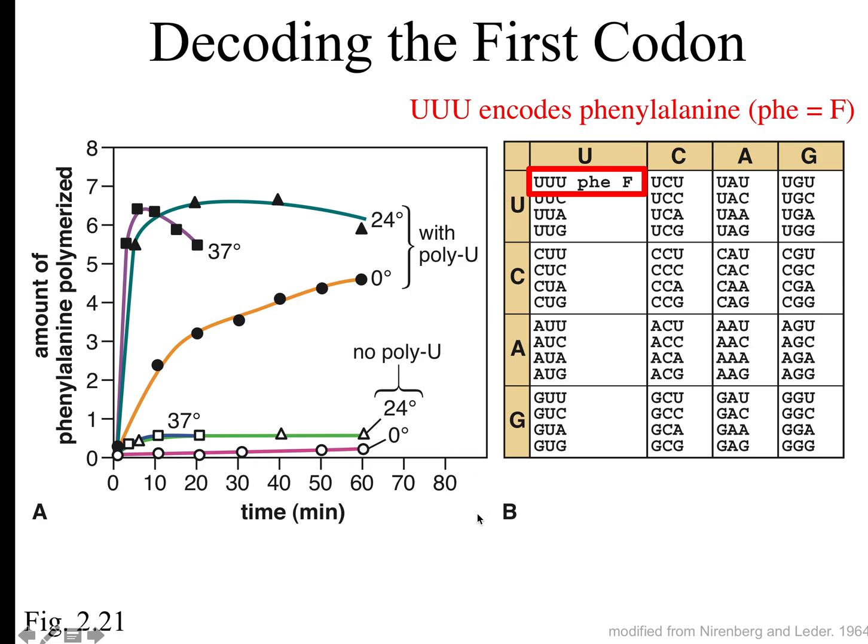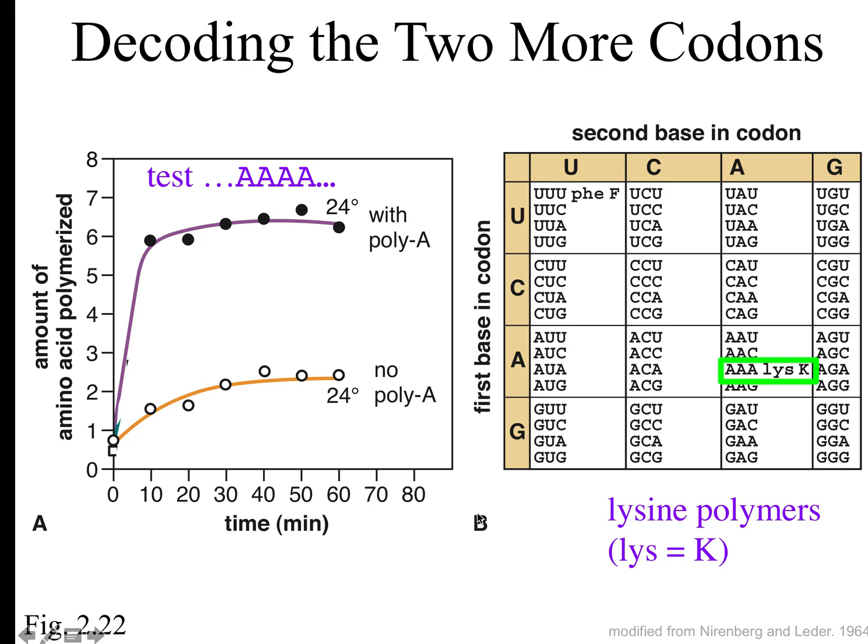UUU encodes for phenylalanine. Then they use that same approach, but now they put in an mRNA that was all A's, called poly-A. Poly means many. And again, they did it at multiple temperatures, and then they measured what amino acid comes out of this thing, and that is lysine. AAA is lysine. The three-letter code is LYS. The one-letter code is K. Do you have to remember what these codes are? No, you don't. The one that you have to know is AUG, which is methionine.